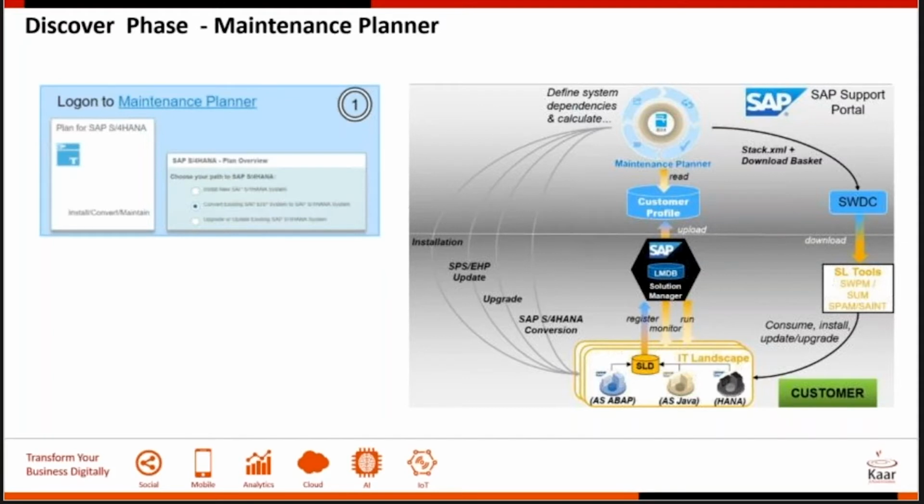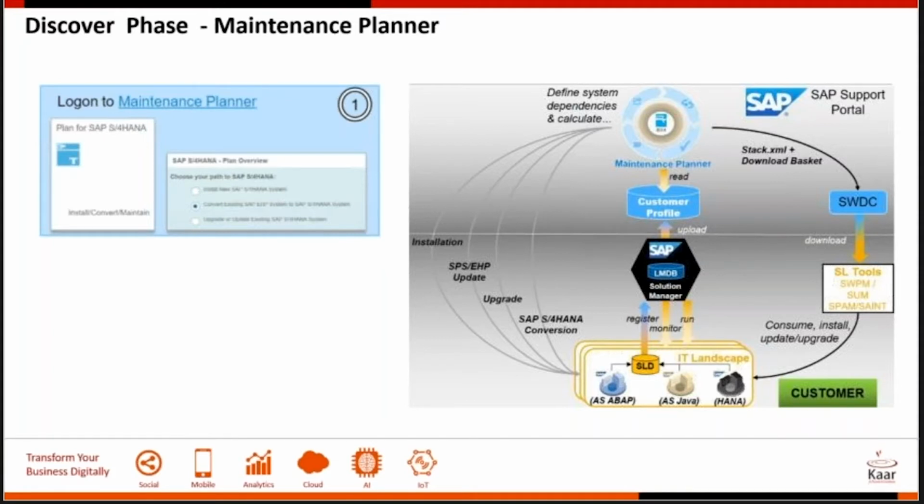So, running these pre-checks in this phase helps us address the inconsistencies well ahead of time. So let's first discuss the maintenance planner. This is nothing new to those ECC customers. It's now hosted on the SAP portal. It simplifies the landscape maintenance process.